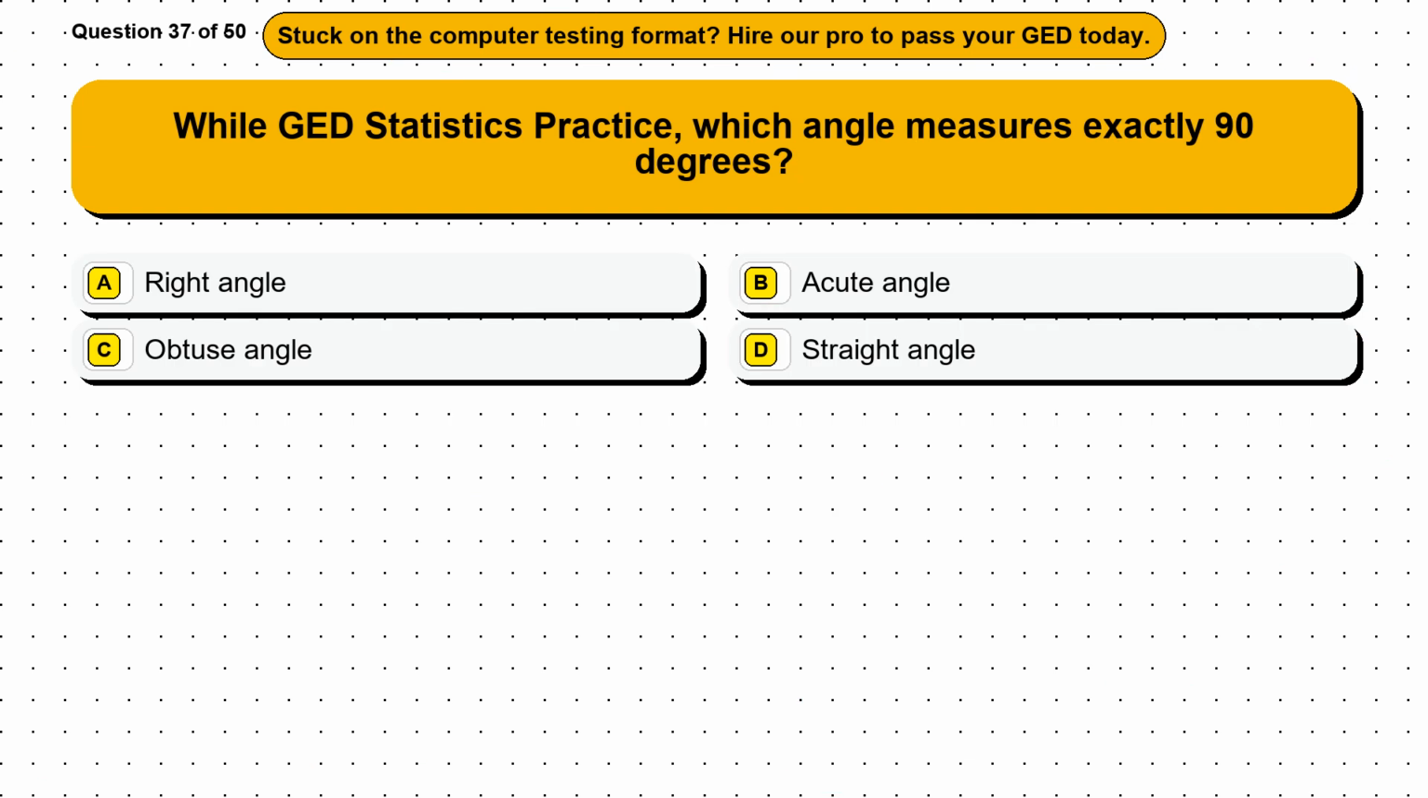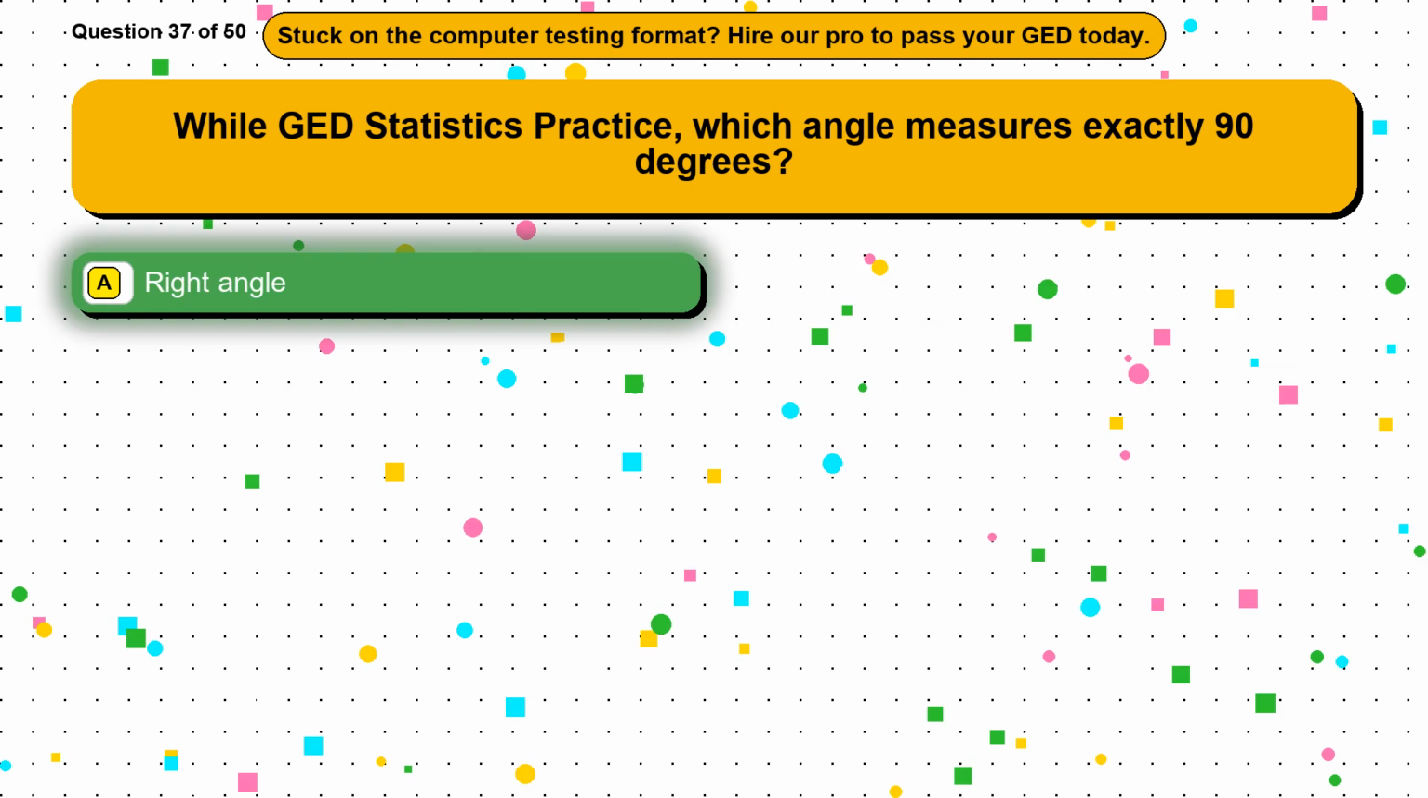Question 37. While GED Statistics Practice, which angle measures exactly 90 degrees? Option A. Right angle. Option B. Acute angle. Option C. Obtuse angle. Option D. Straight angle. The correct answer is option A.